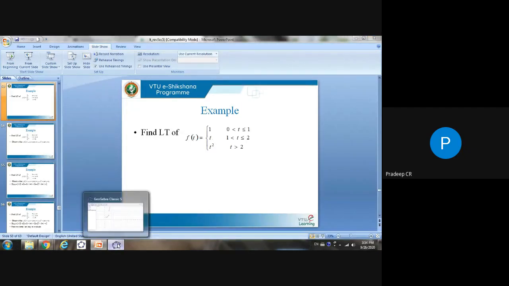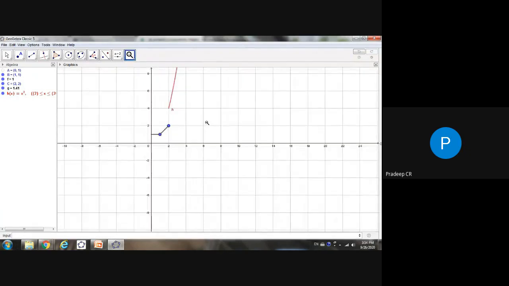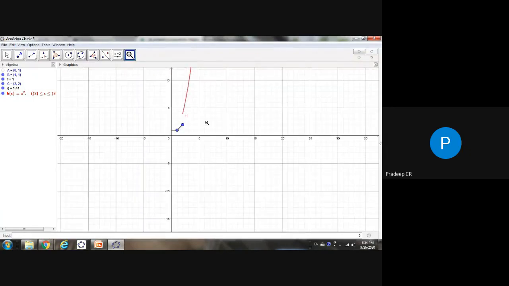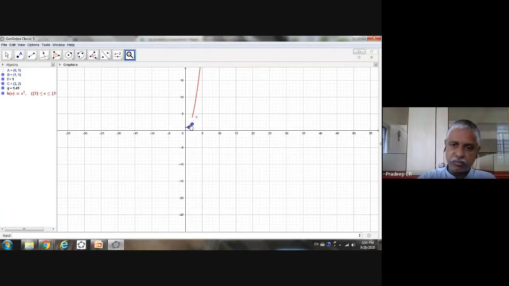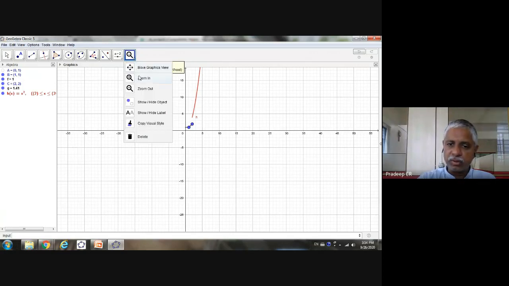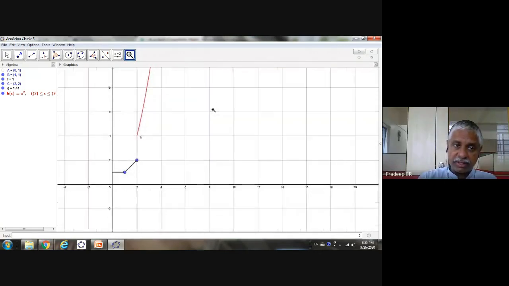So let me show t is like t. So this is how the function looks. From 0 to 1 it is constant, from 1 to 2 it is constantly increasing, same slope. From 2 onwards it is t square. So this is the function. Of course, you don't need to plot these graphs for your examination, but it helps to know these kinds of graphs. You understand what you are trying to do.